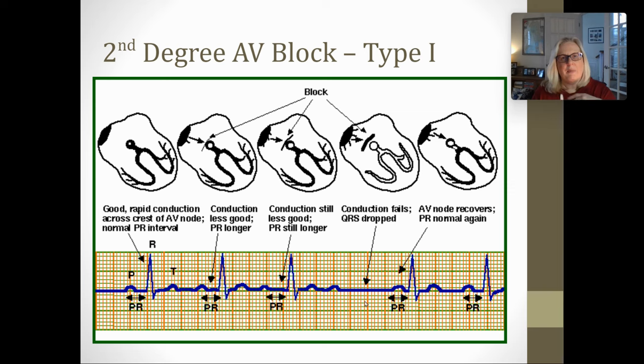This is just telling you what happens during the second degree AV block type one, where it's just taking longer and longer. It's blocked. The block gets bigger and bigger, basically. Block, block, block, and then it goes back.